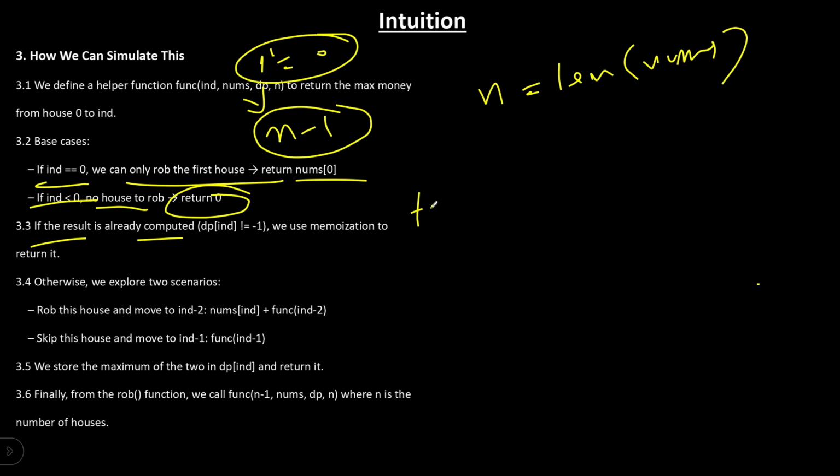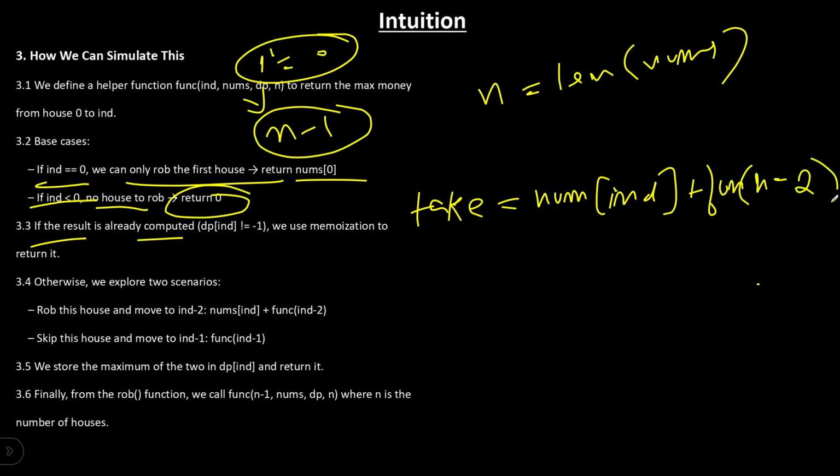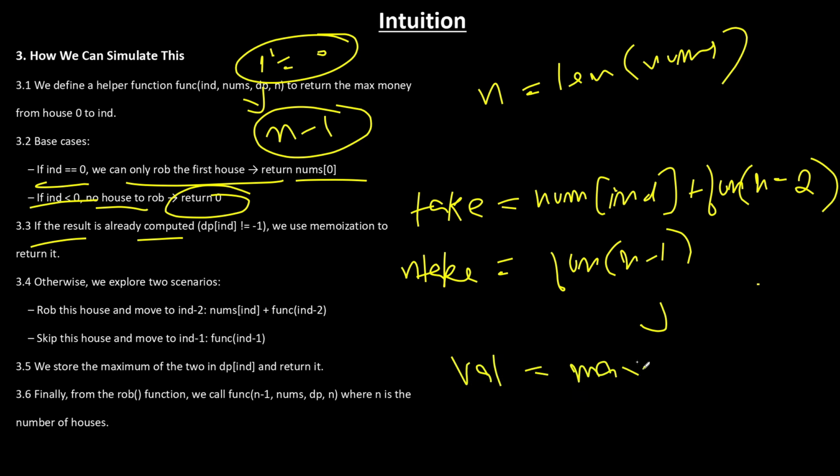Now what will the function look like? Main function, recursion. If we try to take, so of course nums of current index, we have taken this. If we have taken this, what will happen? Fun of n minus 2, right? Because you're skipping the next value. And if you don't take it, what will happen? Fun of n minus 1. Simply we will just move to the next index because you're not taking it, right? So we won't be adding anything. Now, for the value, when we try to return, it should be the max of the take or not take.